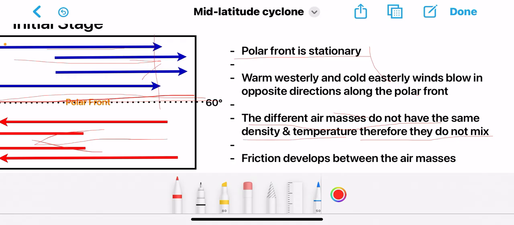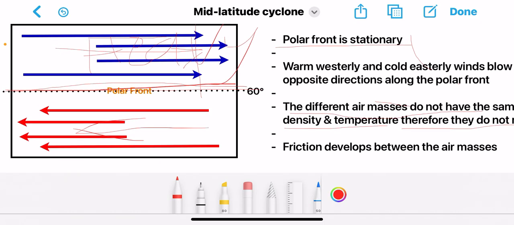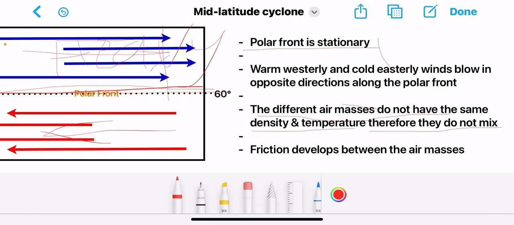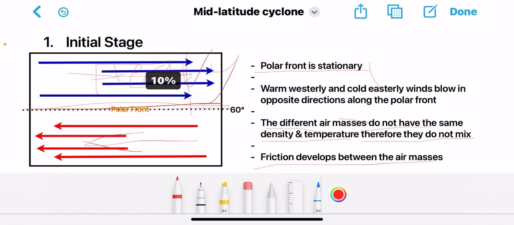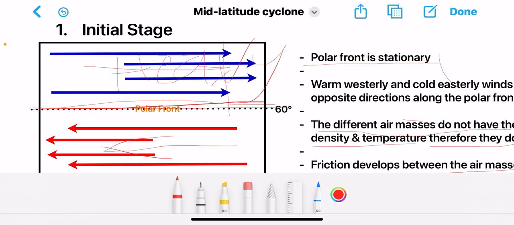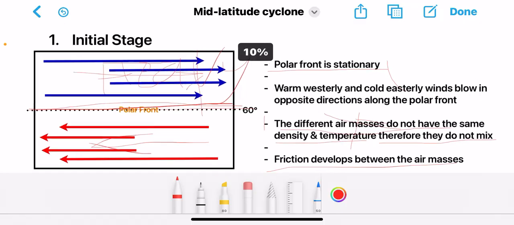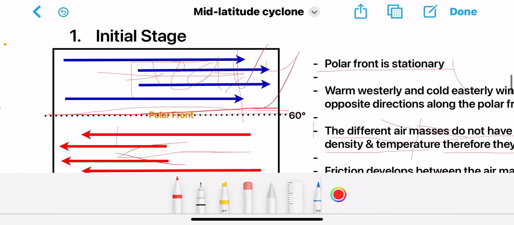Remember, this is cold and dense air. Remember, dense means heavy. This is cold and dense air, and this is warm and light air. So the temperature, the density or weight is not the same. So henceforth, these two cannot mix. Hence, friction develops between the two air masses. We are done with the initial stage. Remember, you pause the video, you copy the sketch, copy the notes of the initial stage so that you may not be left behind.